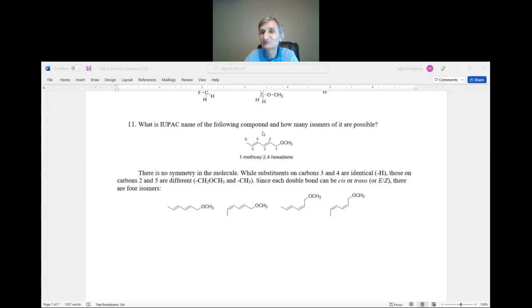Of course, we use only the smaller number to indicate the position of a double bond, because if we say 2, that means between 2 and 3, and 4 between 4 and 5. So it's 2,4-hexadiene. And on carbon 1, we have a methoxy group. I hope you know how to name this from naming of ethers. Methyl oxy, or in general alkyl oxy, alkoxy, methyl oxy, methoxy. So 1-methoxy-2,4-hexadiene. How many isomers are possible?